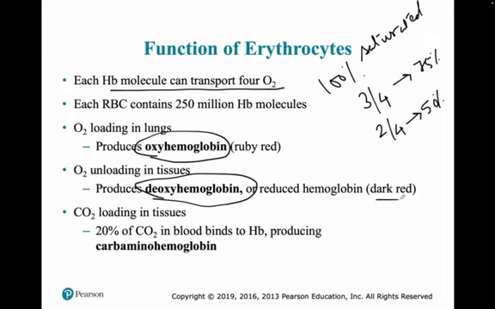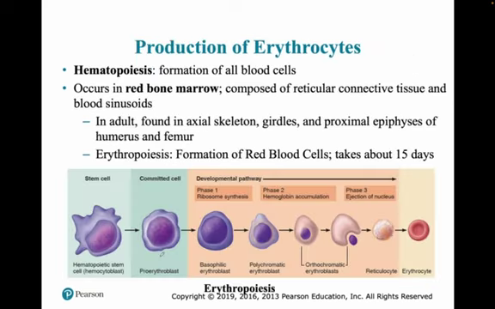Okay. And carbon dioxide can also attach to hemoglobin. In that case, we will call it carbaminohemoglobin. And 20% of carbon dioxide in blood actually binds to hemoglobin, and that produces carbaminohemoglobin. Although too high a concentration of carbaminohemoglobin is not a very good idea for our body to have.